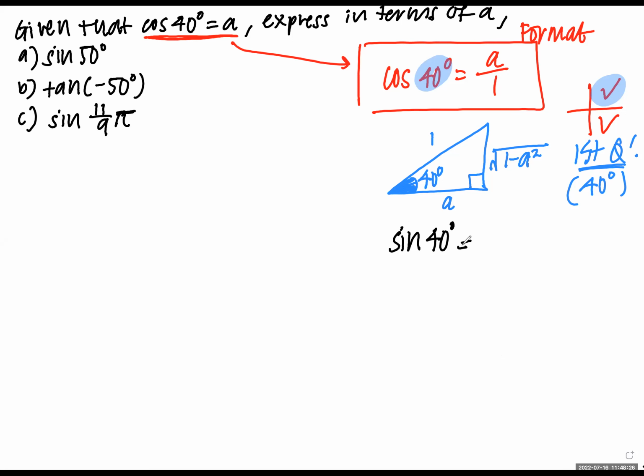Sine 40 equals O over H, which is square root 1 minus A square over 1, which is just the same as square root 1 minus A square. What's the next good habit? Cos 40 equals to A. And then the last one is tangent 40, which equals square root 1 minus A square over A.